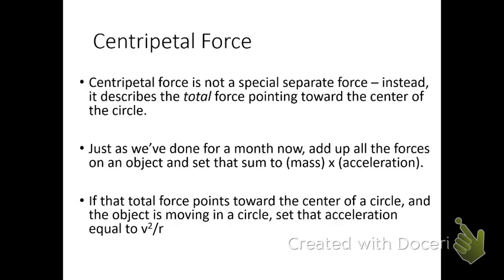So just like we've done for a really long time now, add up all of your forces acting on an object, set it equal to mass times acceleration. Only this time, if that total force is pointing toward the center of a circle and it's making something go in a circle, that means the acceleration is therefore the centripetal acceleration, v squared over r. So take the time to add up all those forces first, then set it equal to ma, and if you're going in a circle, set that acceleration to v squared over r, and you are golden.